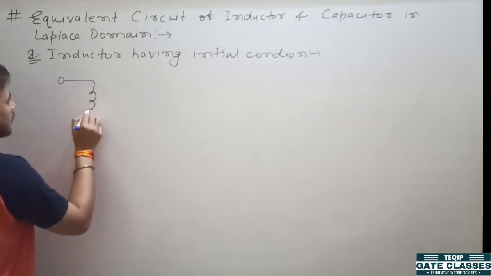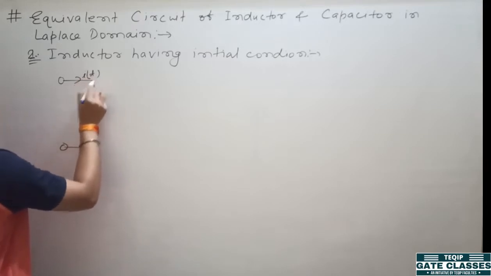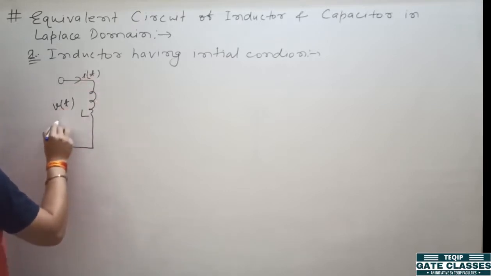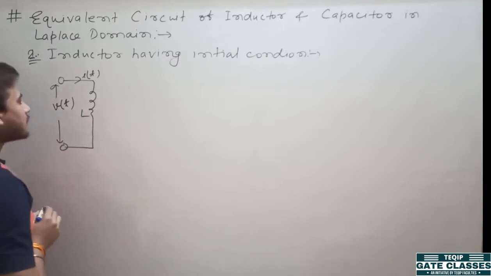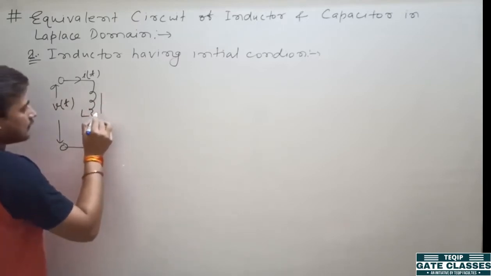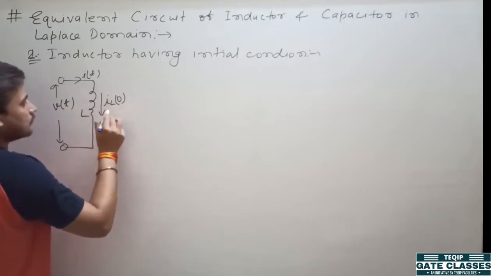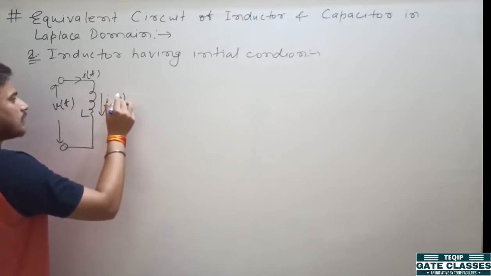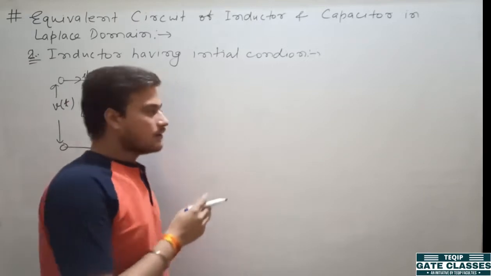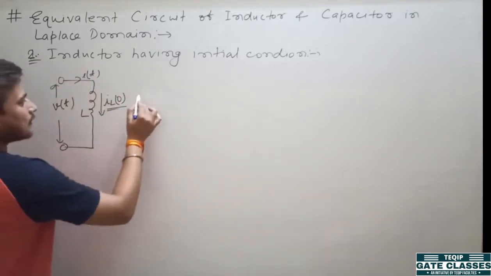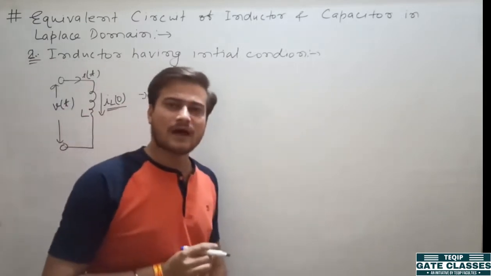So let us see. Here we are having an inductor. This is L. This is It. You are applying the voltage Vt. It is given that initially the current flowing through the inductor was IL 0. So now we have to write the equivalent circuit in Laplace domain. So how will you write in Laplace domain?